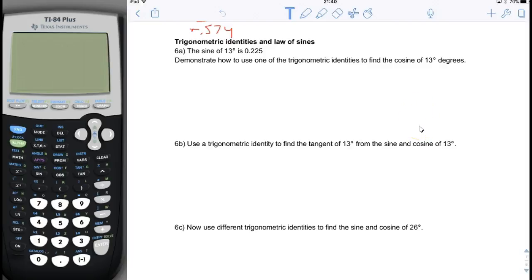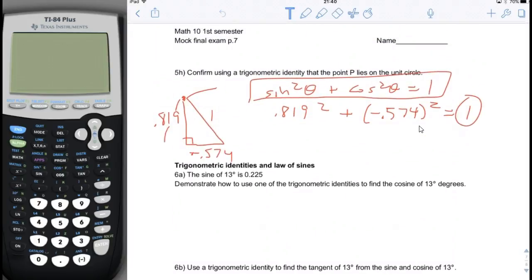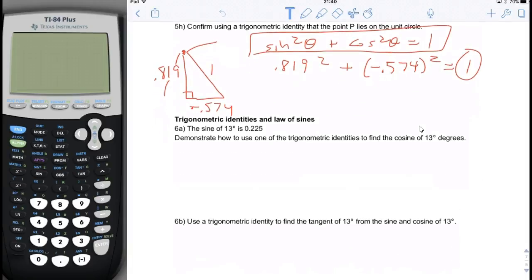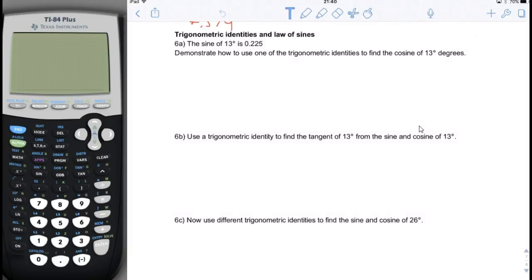Okay, here we are on page 7. We already did the 5H from the beginning of page 7 in the previous video because it was a continuation of the previous problem. Now we're going to do this problem about trigonometric identities and law of sines.